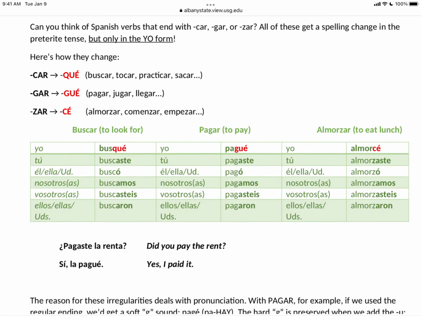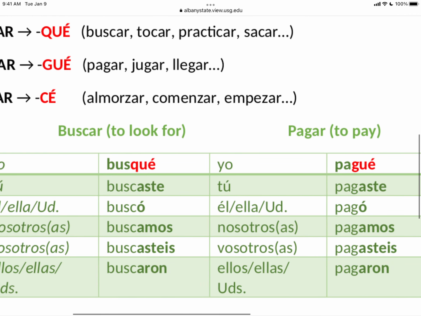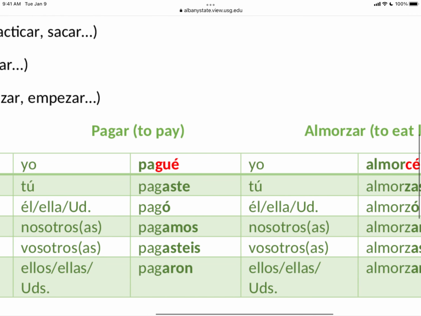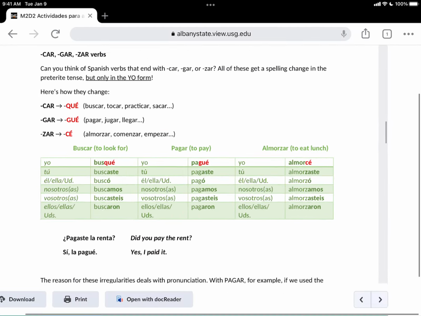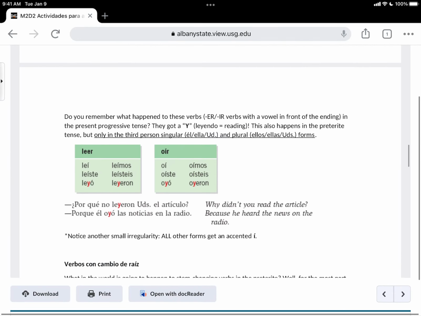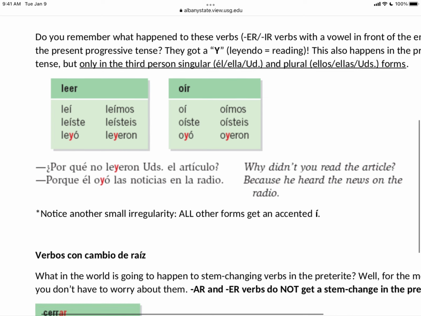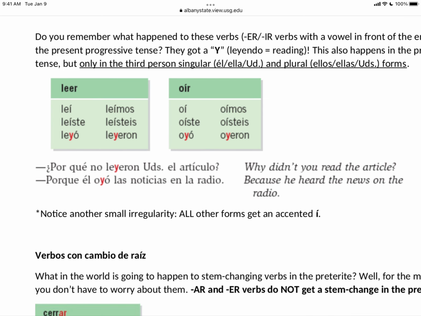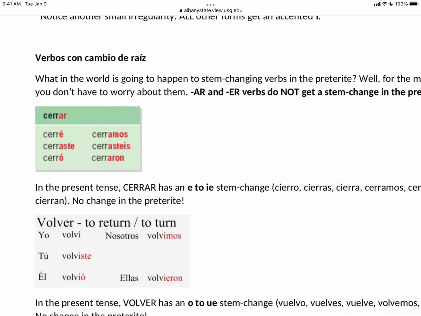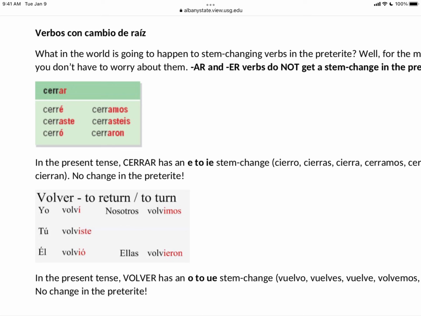And by the way, the -gar, -car, -zar verbs are only conjugated in the yo form right here: busqué, pagué, almorcé. Only in the first person with the -gar, -car, -zar verbs, and only in the third person singular and plural with the double vowels, leer and oír. And then, this is the one that I wanted to do a different video on, the stem changers.